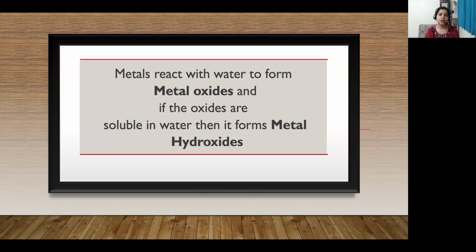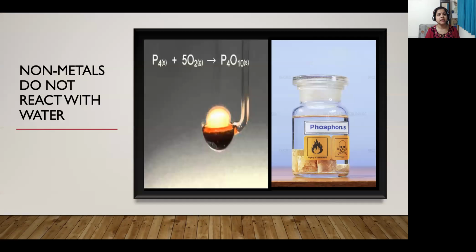Now, what about the non-metals? Do they react with water too, like the metals? No, the non-metals never react with water. But there are some non-metals which are very reactive in air. For example, phosphorus. Phosphorus can catch fire in air. That's why it is always kept inside water, as non-metals cannot react with water.